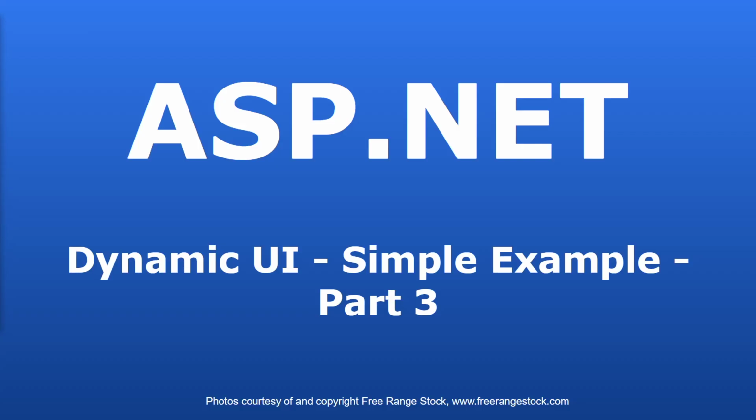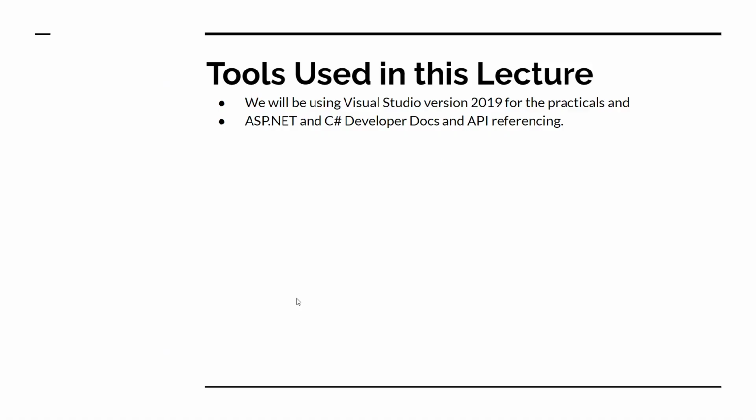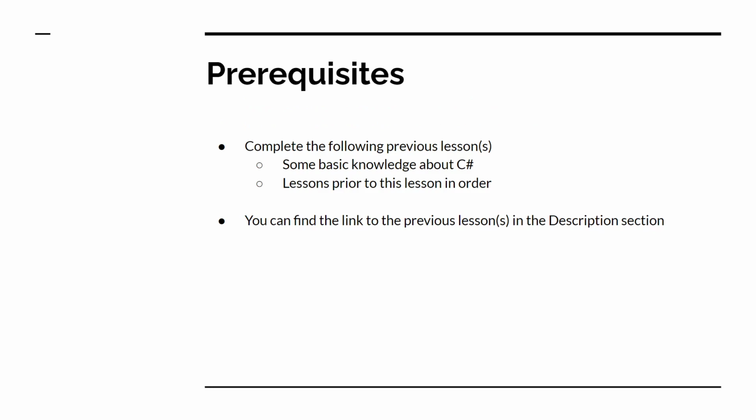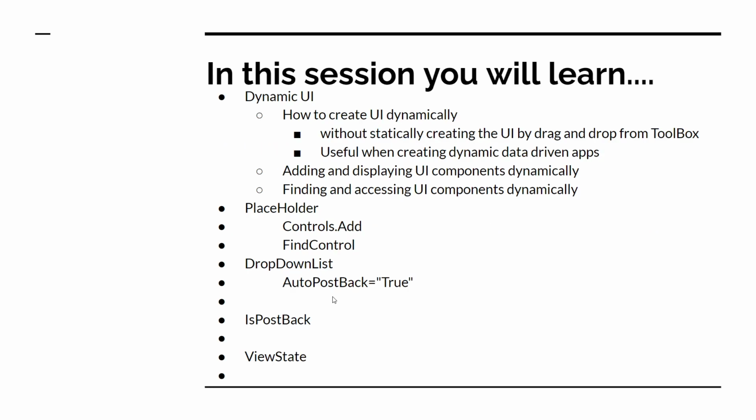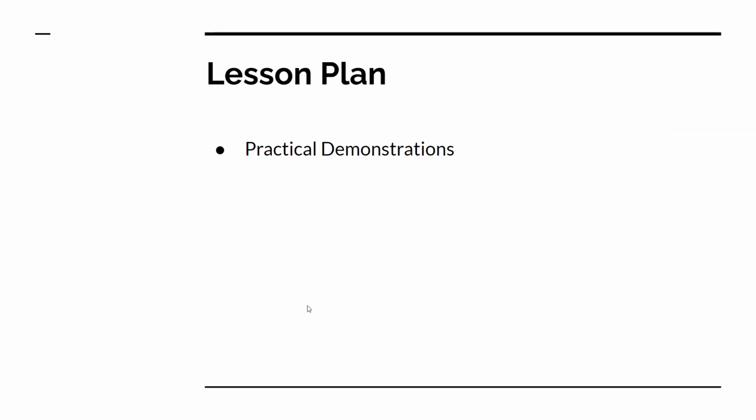Hi everyone. So welcome to Dynamic UI Simple Example Part 3. Make sure to look at Part 1 and Part 2 before this. We'll be using these tools for this lecture, and you need to have these prerequisites before you do this lecture. Make sure to cover this before you do this. And in this lesson you will be learning about these points. Once again, look at Part 1 and Part 2 to understand these points, because we discussed them there. We'll be doing this as a practical lesson. So now let's go and start doing the practical demonstration for this part.